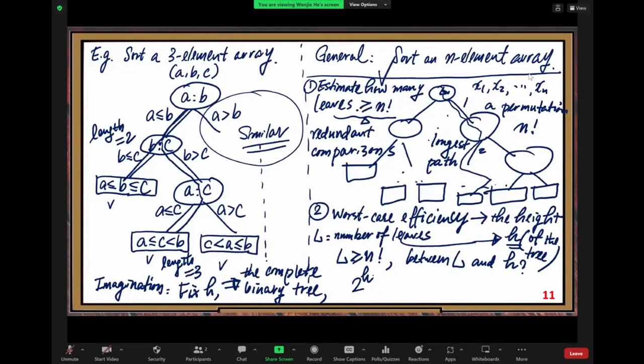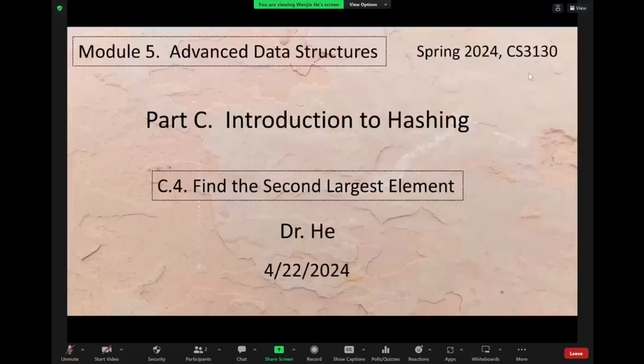But that is for the maximum number of leaf nodes, right? The maximum number should be greater or equal to the general L, because the capital L is the general number, not necessarily the maximum. So 2 to the h should be greater or equal to L. And another inequality we derived before, n factorial. Now let's skip this L part. So we get 2 to the h greater or equal to n factorial, right?